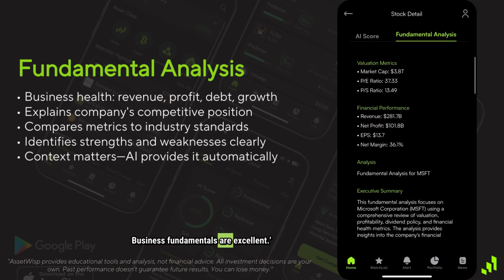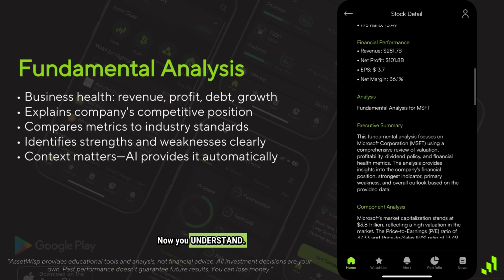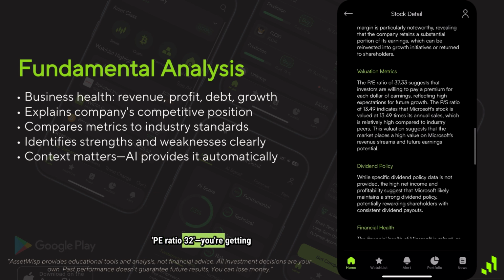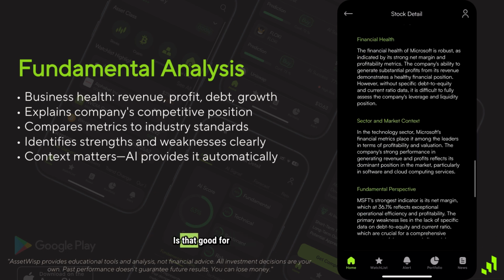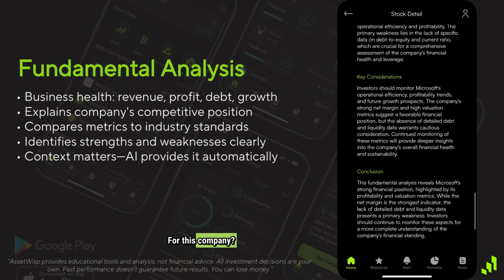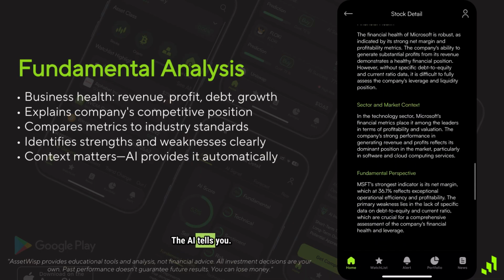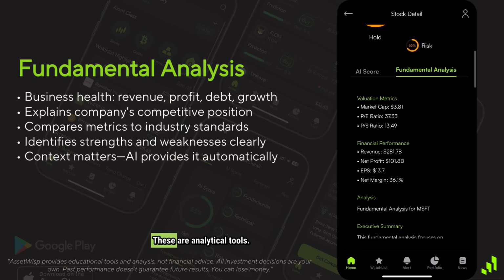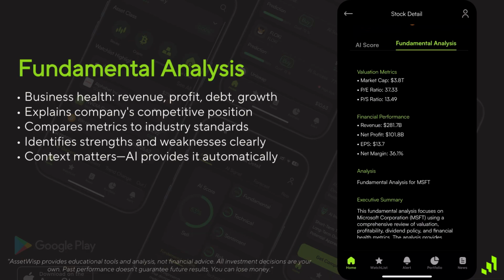Business fundamentals are excellent. Now you understand. You're not just seeing PE ratio 32, you're getting context. Is that good for this industry? For this company? The AI tells you. And again, this is not financial advice. These are analytical tools. You still need to do your own research and make decisions based on your financial situation and risk tolerance. We're here to inform your decisions, not make them for you.